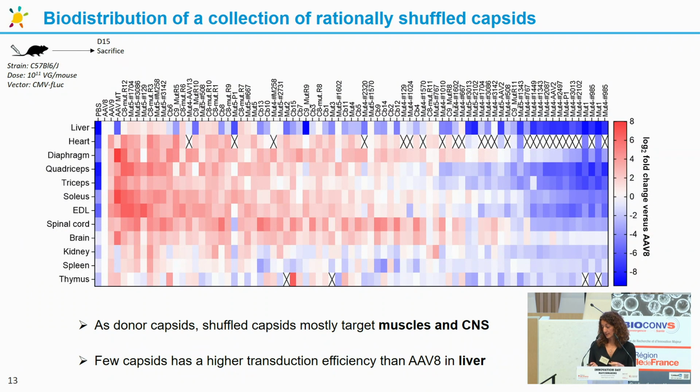And here in this heat map, you can see the global result of the biodistribution that we had for all our variants. And again, you can see this tropism that is increased for heart, for the different muscles, and for the central nervous system. And concerning the liver, we still observe this globally low transduction efficiency.